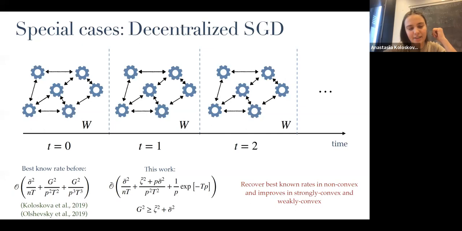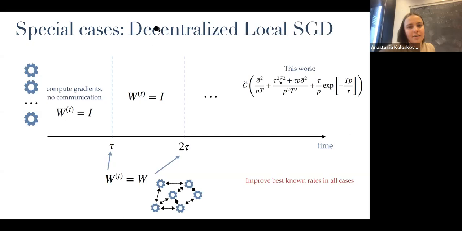So here our rates also recover and improve all the previous results in all the cases. In our framework you can express decentralized SGD with local communications, which is very similar to local SGD where you don't communicate at all, and every tau steps you communicate with matrix W, which is fixed.